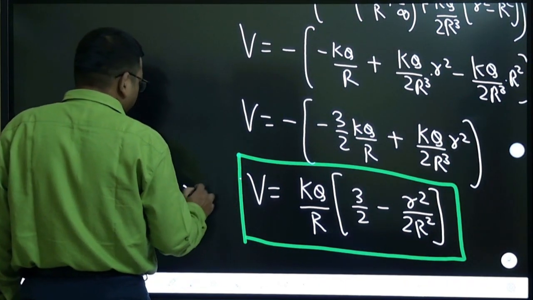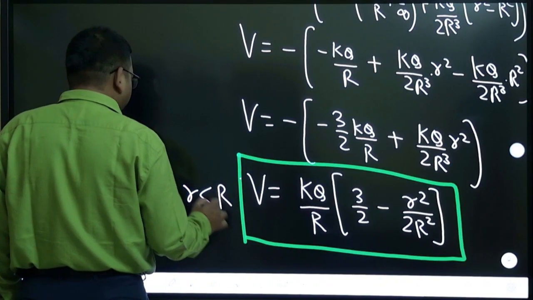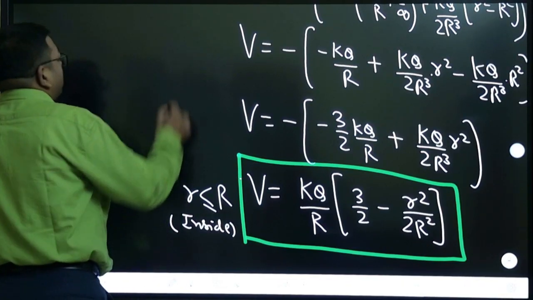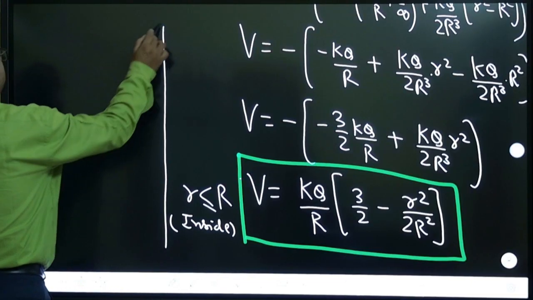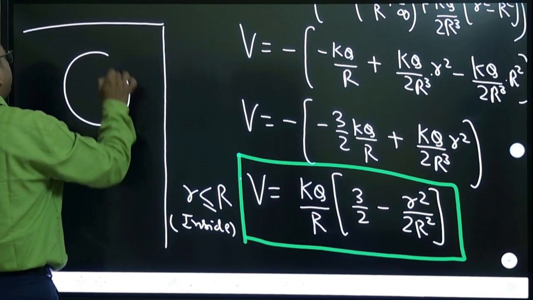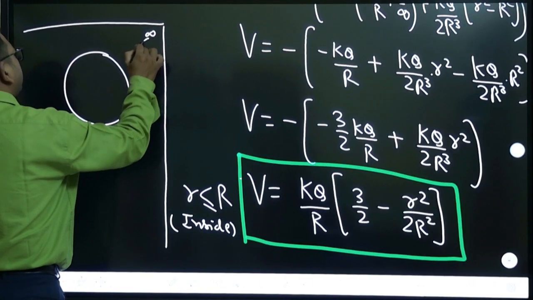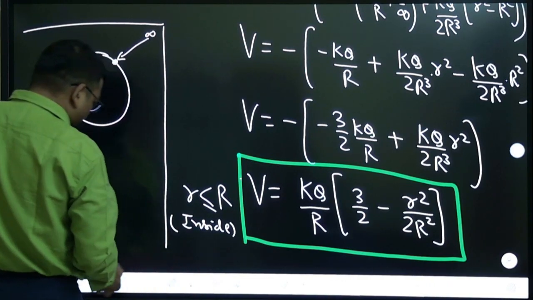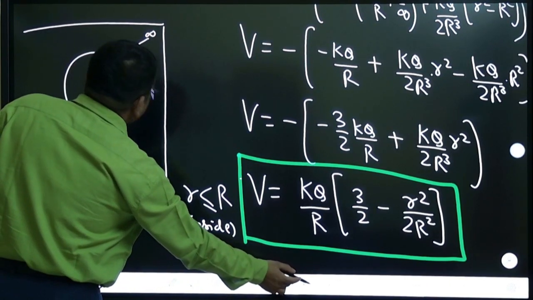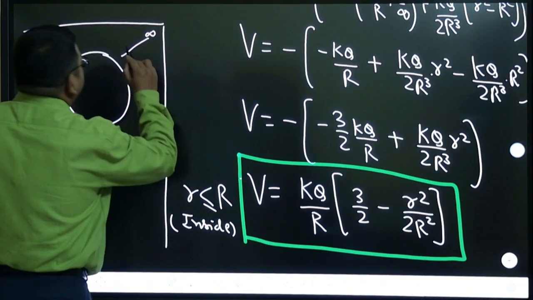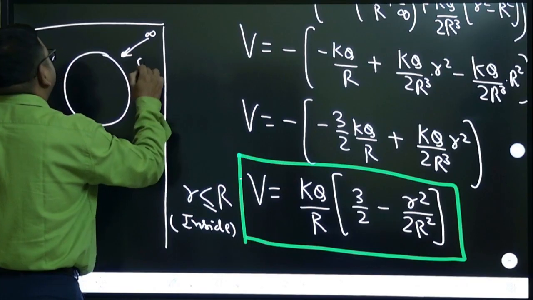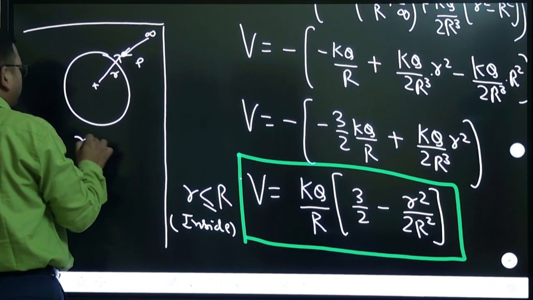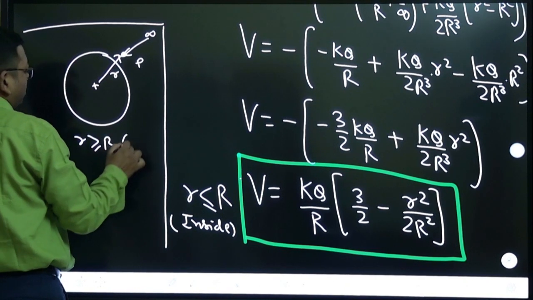For r less than R, and even with equality, this will hold. So for inside points we can use this. Now for points outside, if you want, you use the same approach. You are moving from infinity to this surface, or to any point outside. You are not moving inside, right? So let us say you are moving to any point here, and this point is at a distance of r, but this r is greater than or even equal to capital R, outside.